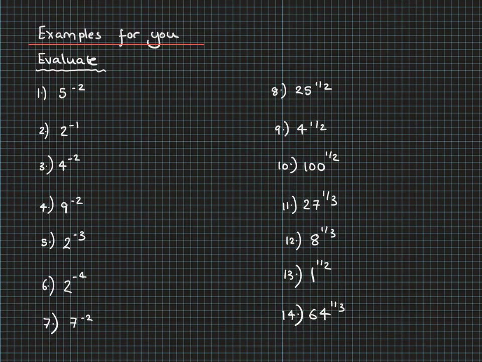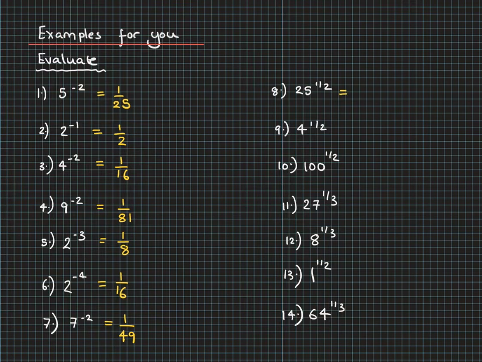Right, let's quickly check through the answers to these questions. 5 to the negative 2, 1/25. You know that 5 squared is 25, 5 to the negative 2 is the reciprocal, which is 1/25. 2 to the negative 1, that's a half. 4 to the negative 2, 1/16. 9 to the negative 2, 1/81. 2 to the negative 3, 1/8. 2 to the negative 4, 1/16. 7 to the negative 2, 1/49.